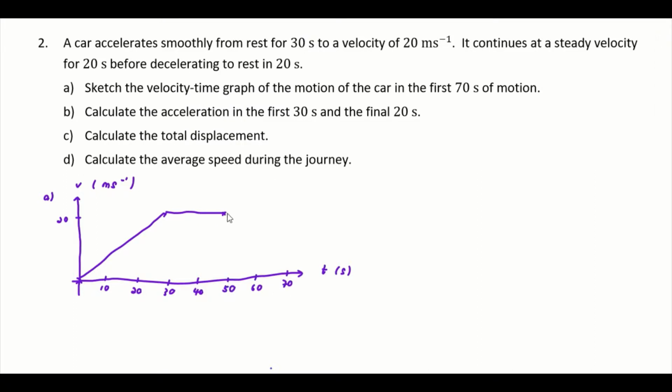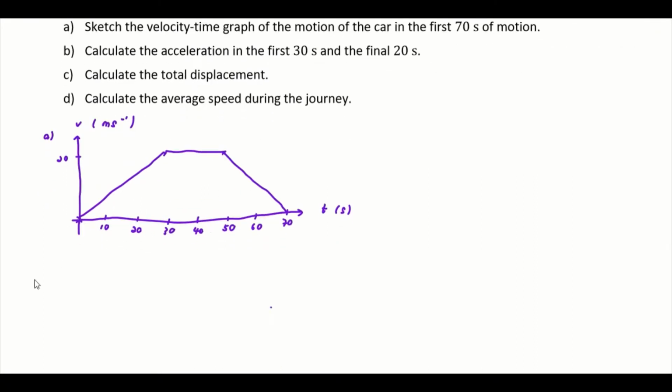So that's why from 50 to 70, decelerate. Okay, so that's the part for A. Okay, B, calculate the acceleration in the first 30 second and the final 20 second. Okay, so this is the first 30 and this is the final 20. I think this is very straightforward also. It's just to find the gradient.